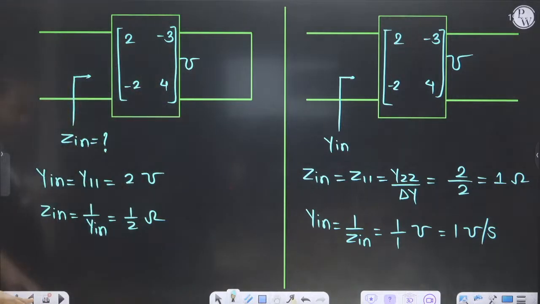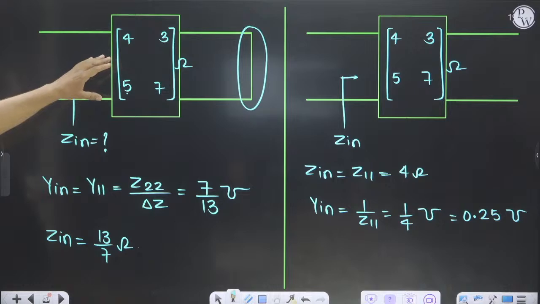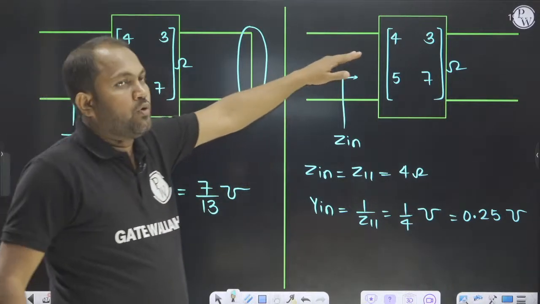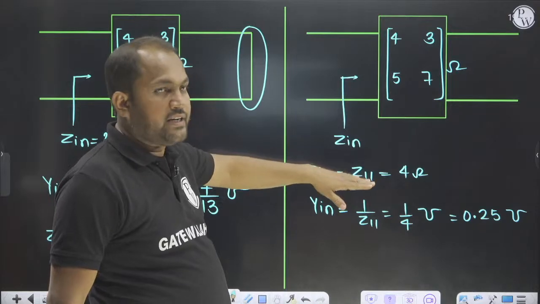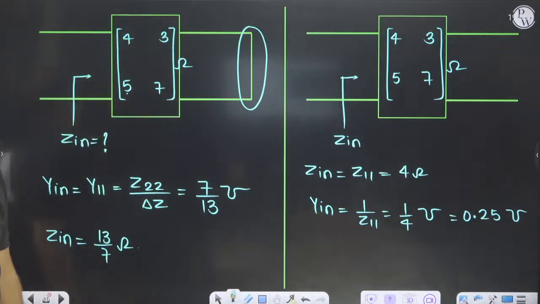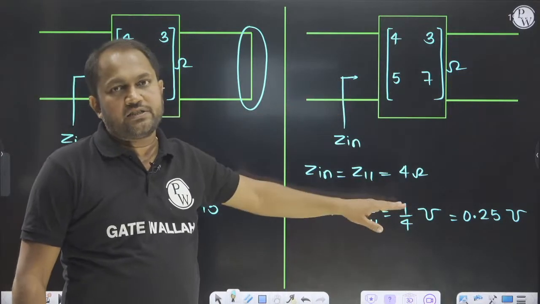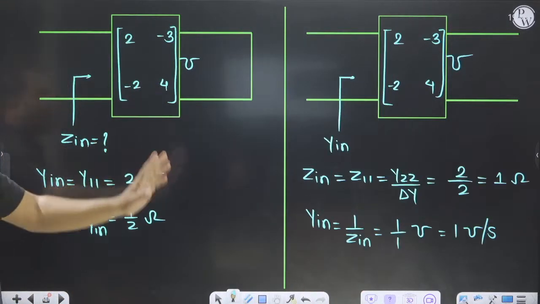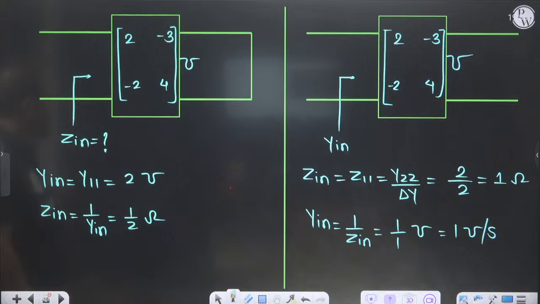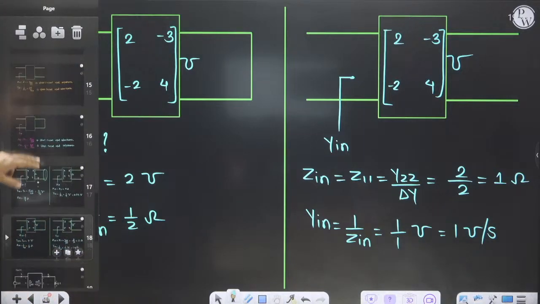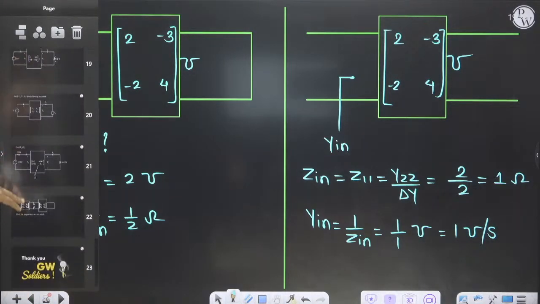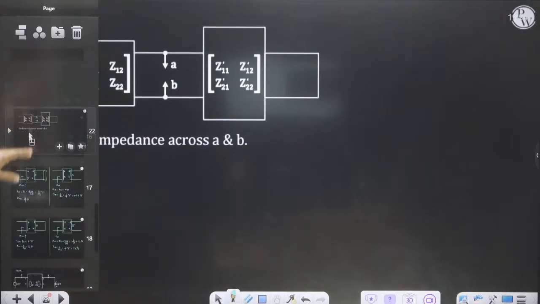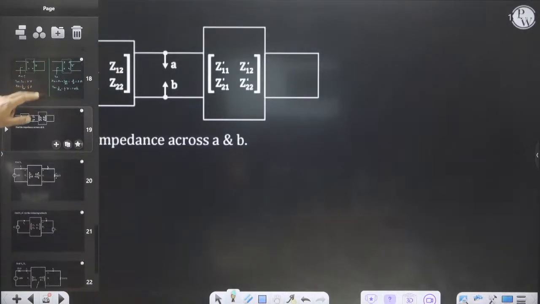So I think you have understood. In short circuit, you have to find y11, then Z in. In open circuit, you have to find out Z11, then y in. So open circuit: Z in, then y in. Short circuit: y in, then Z in. Now you have understood my points. Then we will go for some another part.